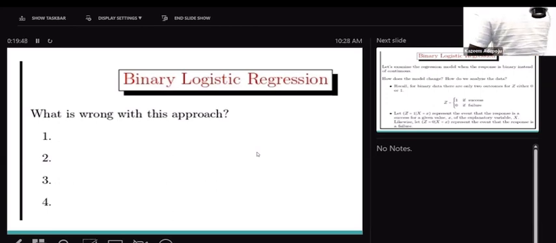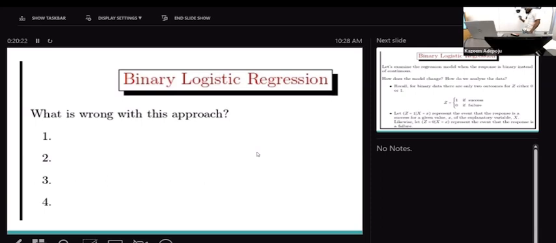Now, plus beta 1 x plus the error. This is like fitting a linear regression model, right, where y is categorical. I said the error here will not behave well. Fitting linear regression to that, we call that a linear probability model.